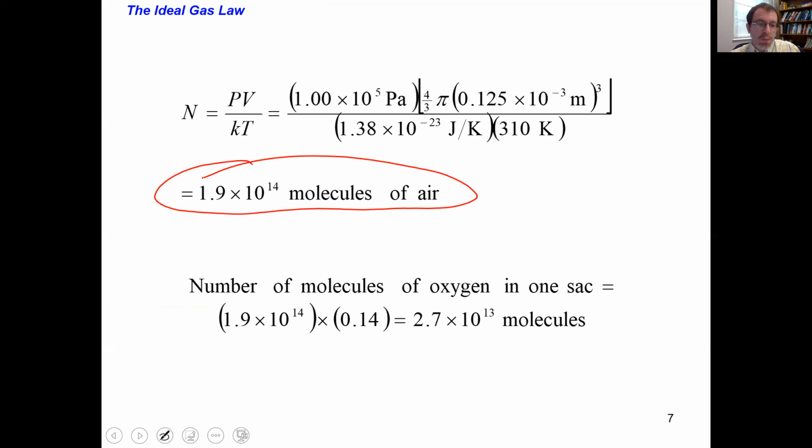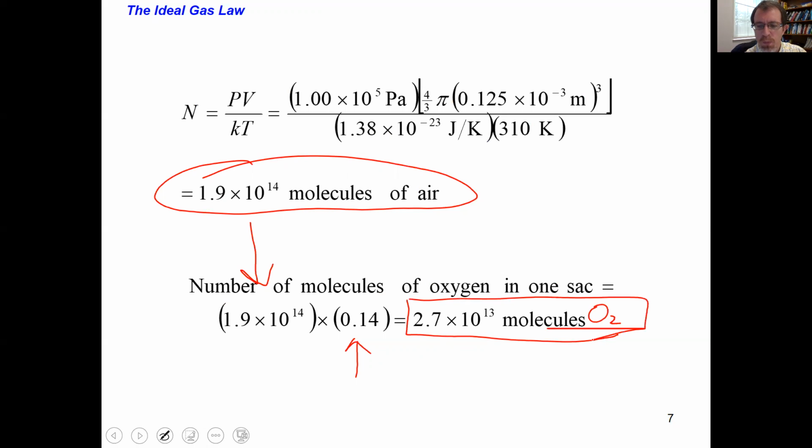Now, only 14% of those molecules are oxygen molecules. So we have to take that number, 1.9 times 10 to the 14th, and multiply it by 0.14 to get the total number of O2 molecules present.